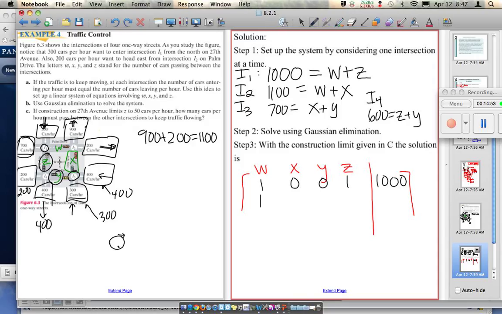And then W plus X, zeros for Y and Z, equals 1,100. That's intersection 2. Intersection 3, X plus Y, W and Z are zeros. That has to equal 700. And then finally, zeros for W and X, Y and Z add up to equal 600.